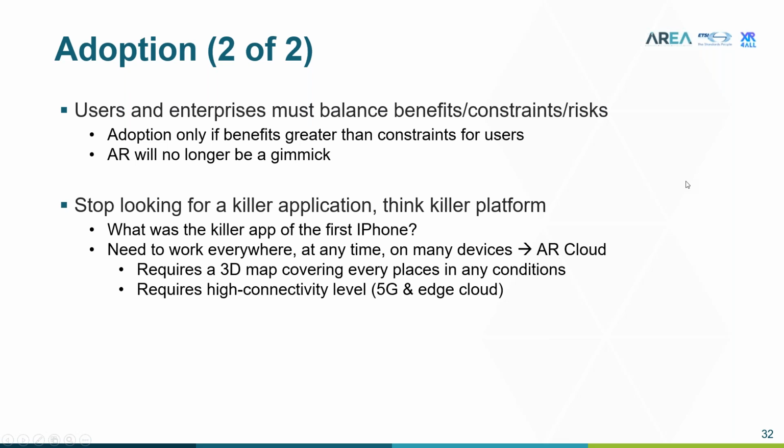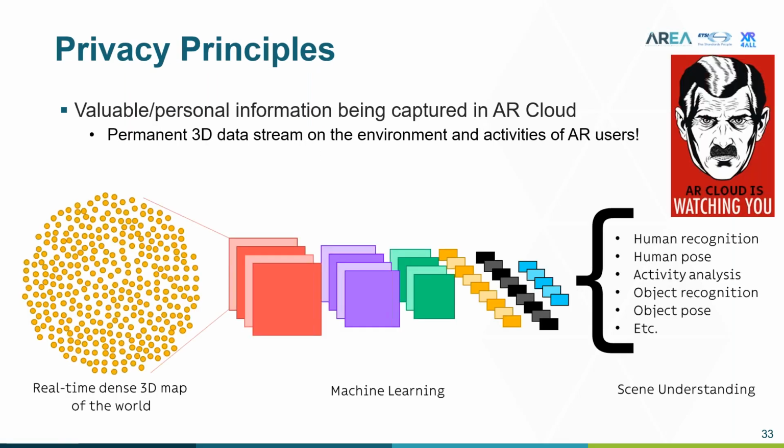Concerning privacy principles, as mentioned, the information that is captured by AR cloud and AR devices is really valuable and most of the time personal. You have to think that it's a permanent 3D data stream of the environment and activities of AR users. So you see typically on the left this 3D map of the world that can be updated in real time. And of course, you will train some models based on machine learning to learn a lot about this 3D representation of the world, such as human recognition, human pose, activity analysis, object recognition, object pose, and much more. This is the scene understanding part.